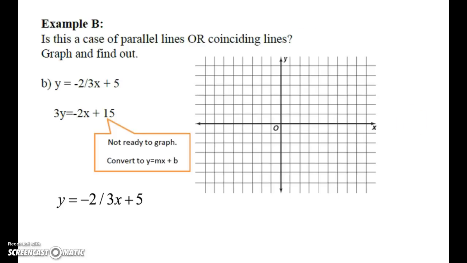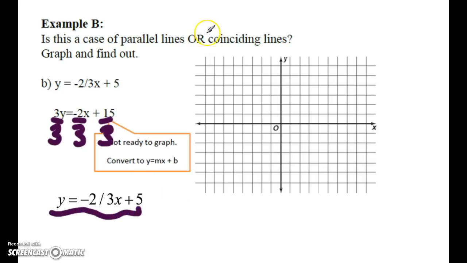Here's another example for you. In this case, we have two lines that we're graphing. Again, we're asking the same question. Are they parallel or are they coinciding lines? In other words, the same line. As we take a look, I do see that the second equation is not in a form that we are able to graph, so we need to convert it to slope-intercept form. To do that, we divide all parts of the equation by what is attached to the y. In this case, that is that number 3. When we do that, we get this answer that I've written down here right below.